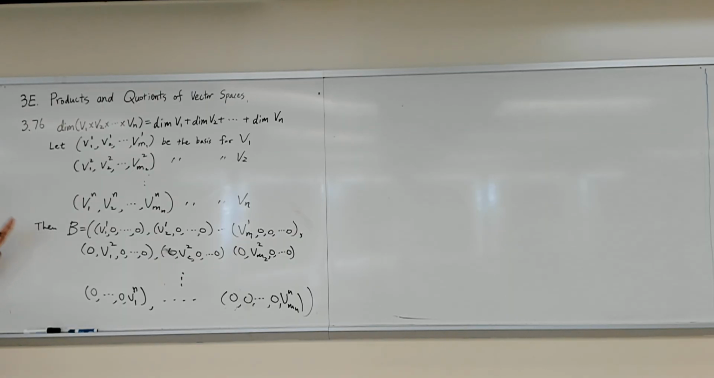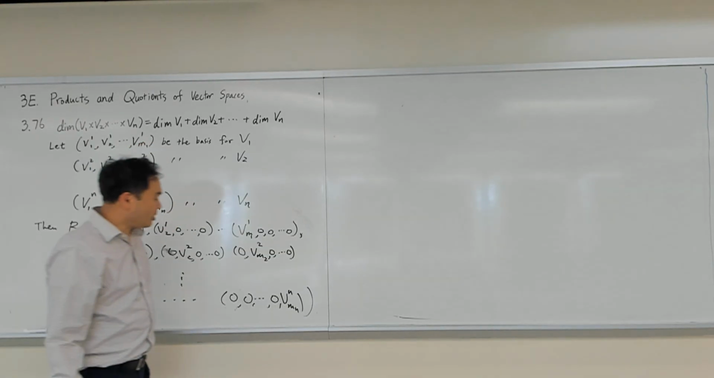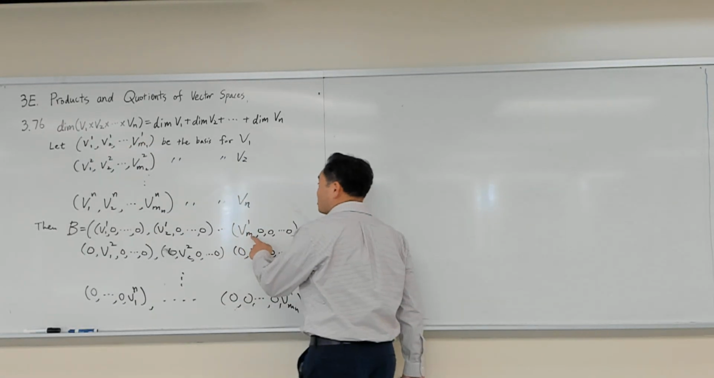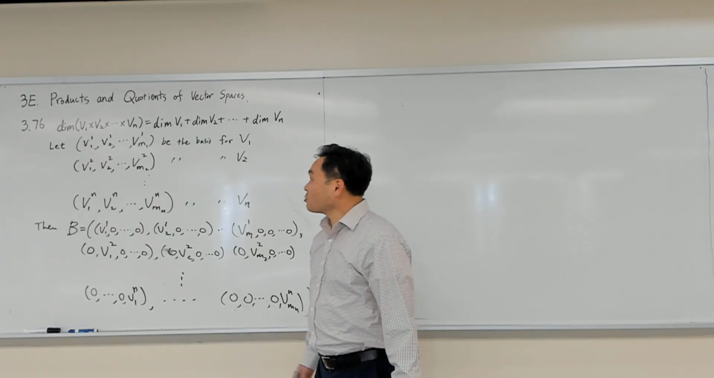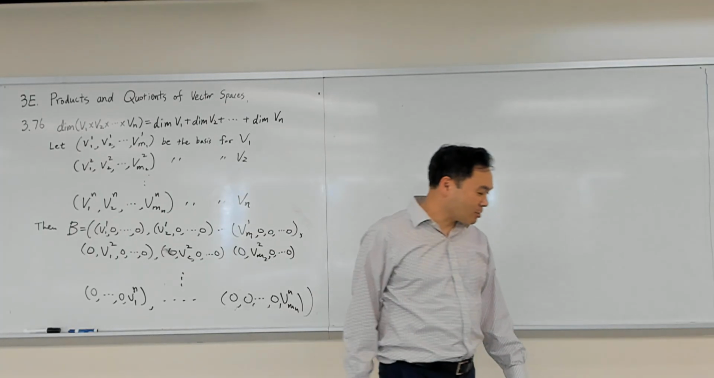And then you show that this is the basis, and this will be length M1, this will be length M2, this will be length Mn, so the total length will be M1 plus M2 plus until Mn. Once you show that this is a basis, that's going to give you the dimension for this product space, and on the right side it will be M1 plus M2 until Mn. So that's what 3.76 is trying to say.